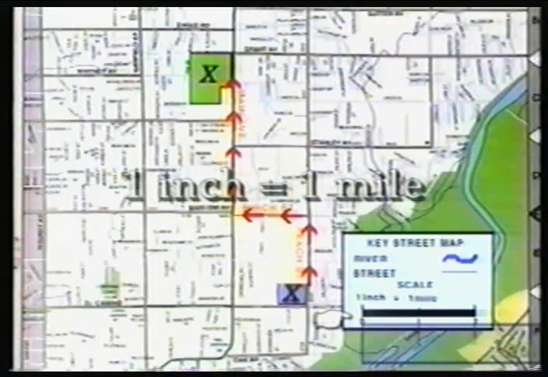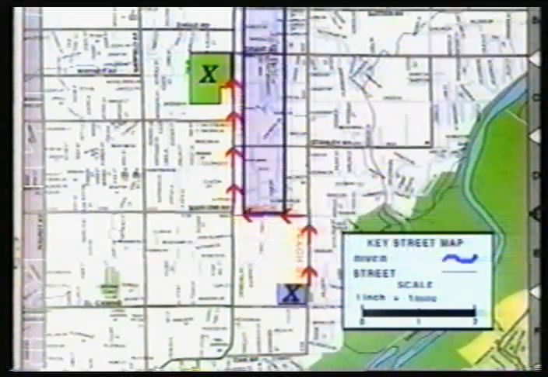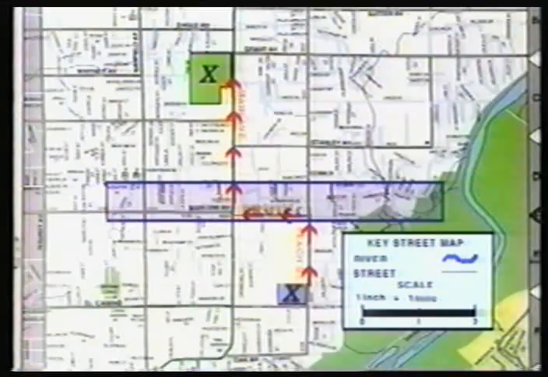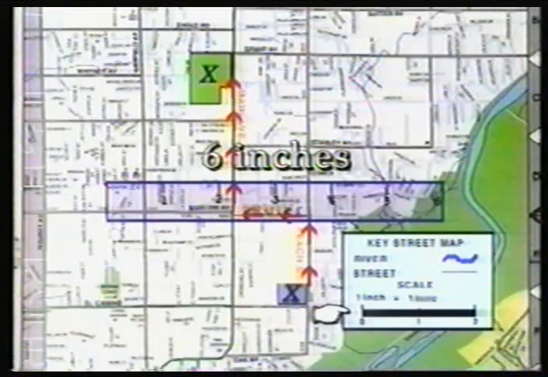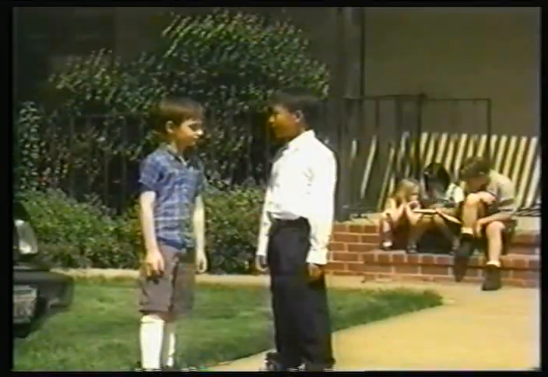On this map, 1 inch equals 1 mile. If you measured with a ruler following the streets, you would see the distance between the library and the park on this map equals 6 inches. That means that there is really 6 miles between the library and the park. It is too far to walk. Hey, I'm so glad that we looked at the map.